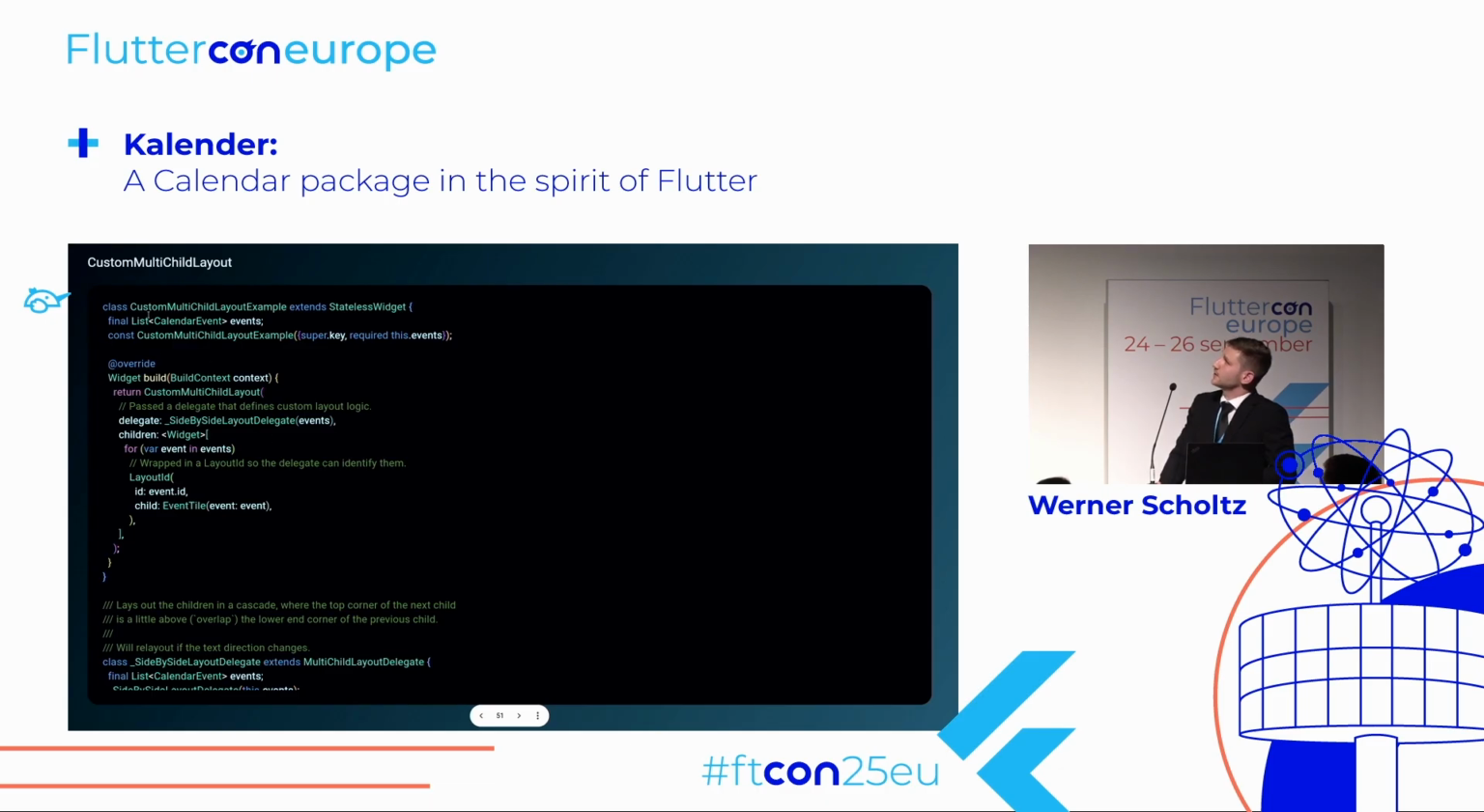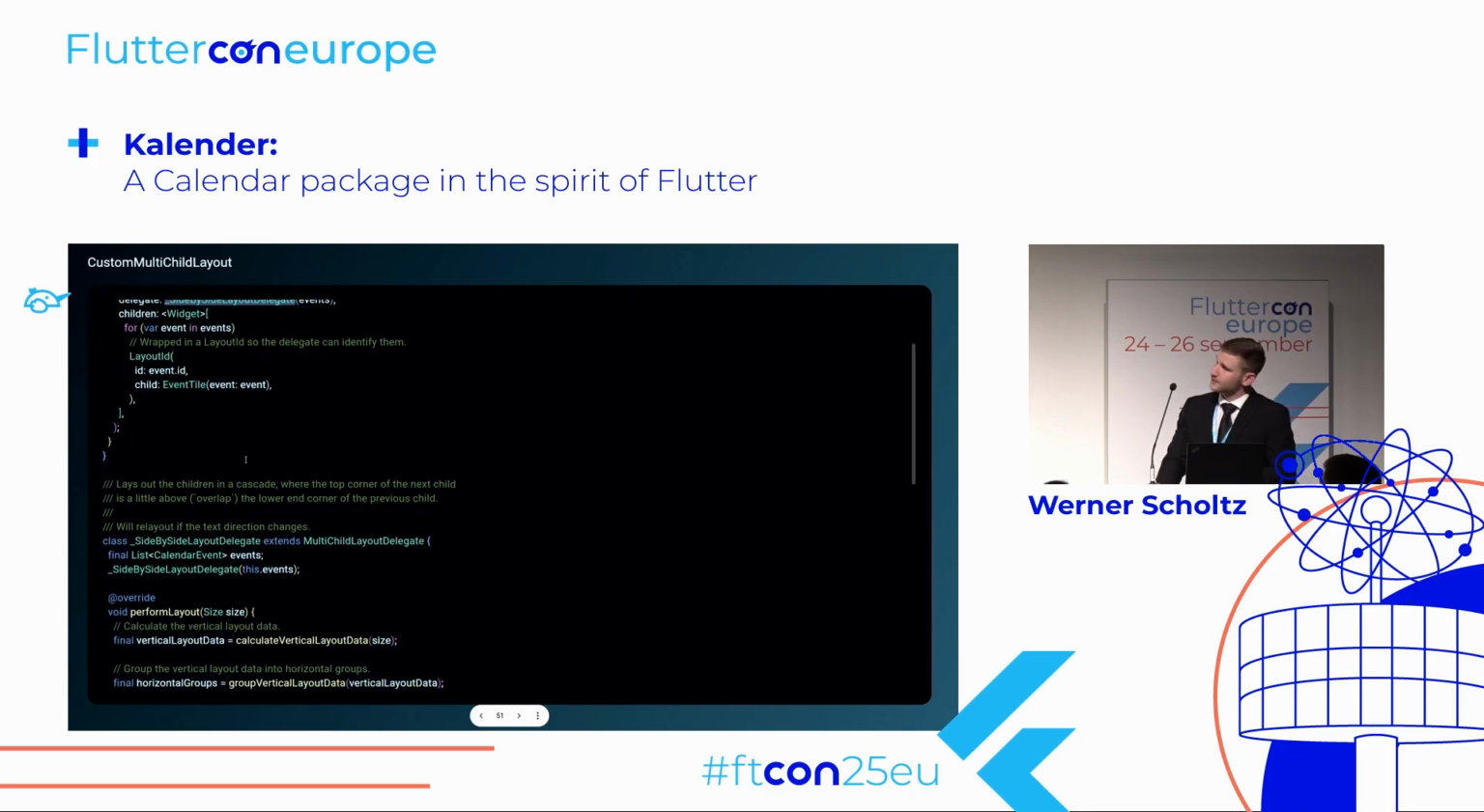So here we have a widget that takes a list of calendar events. Then it returns a custom multi-child layout widget. You'll see it takes a layout delegate, which basically defines the layout logic to use. And then it also takes a list of children, each of which is wrapped in a layout ID. That's basically just so the delegate can know which widget is which event.